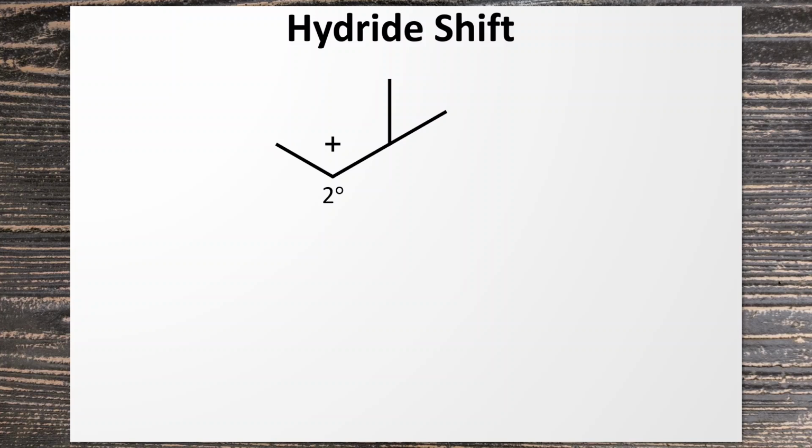If we start with the carbon on the left, we see that it is only attached to one other carbon. It is primary. The other carbon is attached to 1, 2, 3 carbons. It is tertiary, and therefore would make a more stable carbocation than the secondary carbon.